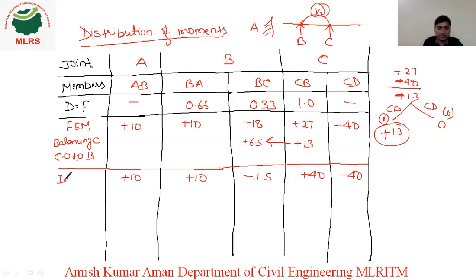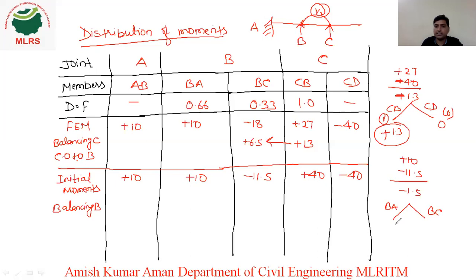Now these are your initial moments. If you see here at the C joint, plus 40 minus 40, it means the net moment is 0. So we need not balance this C joint; the C joint is already balanced. We need to balance B. So balancing the B joint, we will add these two: plus 10 minus 11.5, so it's minus 1.5. So minus 1.5 will be distributed into BA and BC because this is for the B joint.